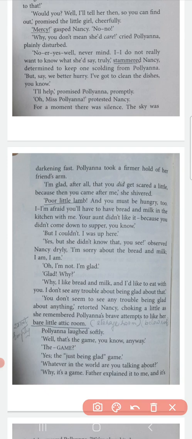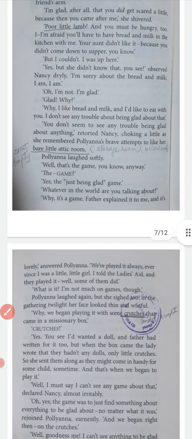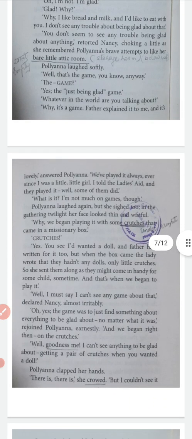Pollyanna laughed softly. Well, that's the game, you know, anyway. The game? Yes, the just being glad game. Whatever in the world are you talking about? Why, it's a game. Father explained it to me. See, now she's telling about something, the game. She's telling something about the game she loved to play. And what is that game? That game is the glad game.